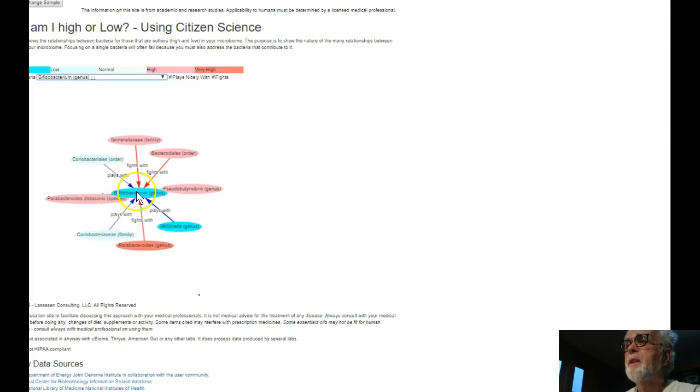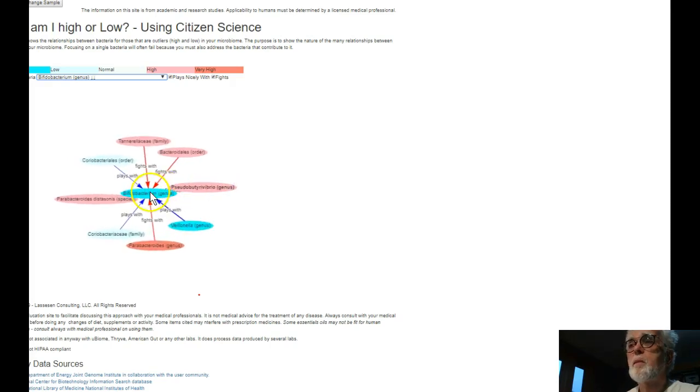High items fight with it. Oops, that's why it's low.